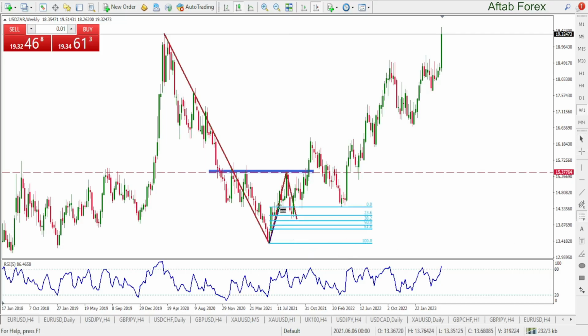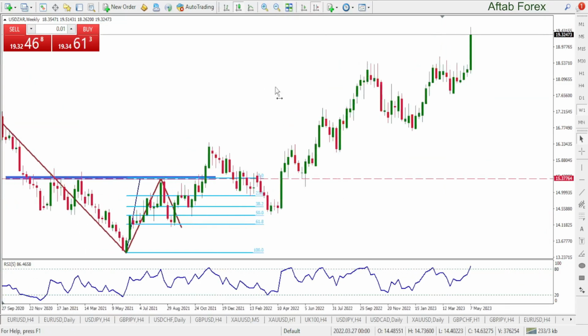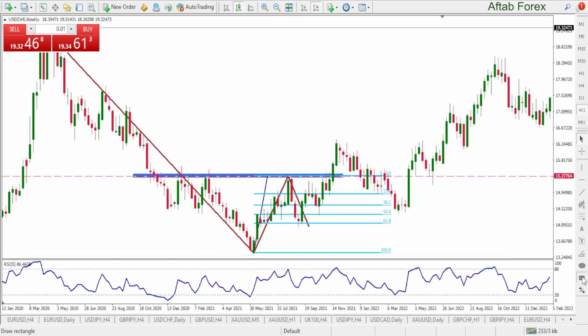And just have a look at where all of the bears get out of the market. Let me zoom in. Just have a look at it. Exactly at 61.8, completing this ABCD pattern.